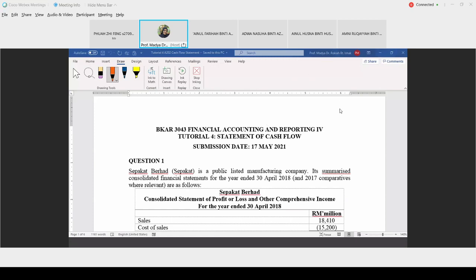Okay, so this is what you have for tutorial 4. I just want to discuss with you question 1 and question 3, because question 3 is a bit different. Question 2 is similar because we acquired the company. Okay, this is what we have for Sepakat Berhad. Sepakat has this information.